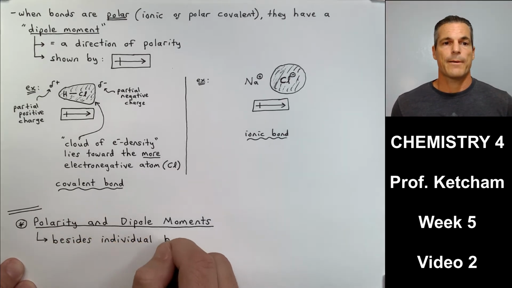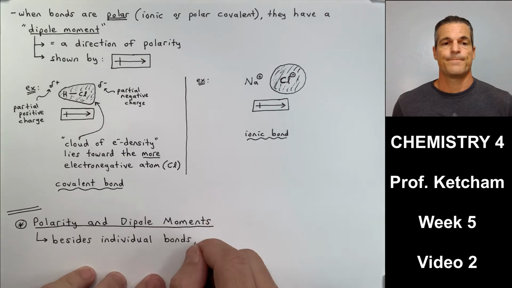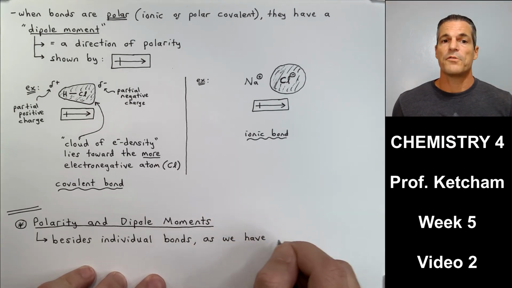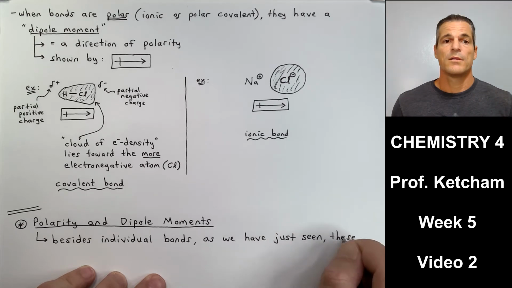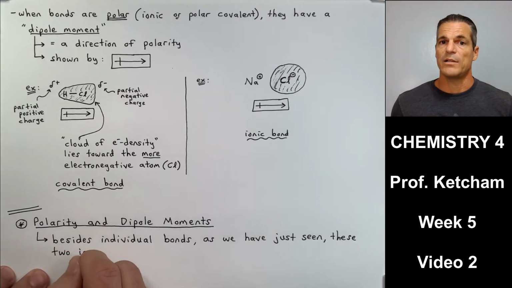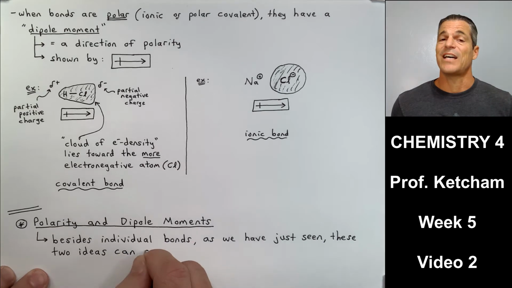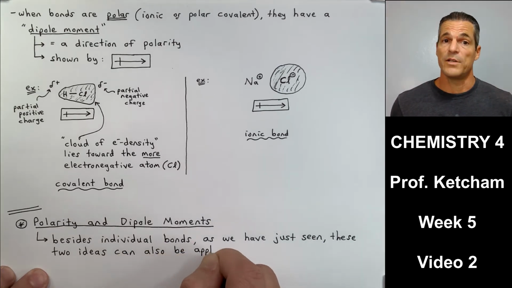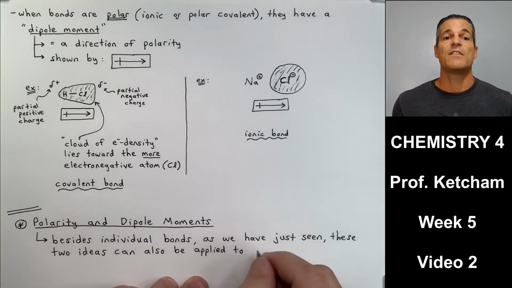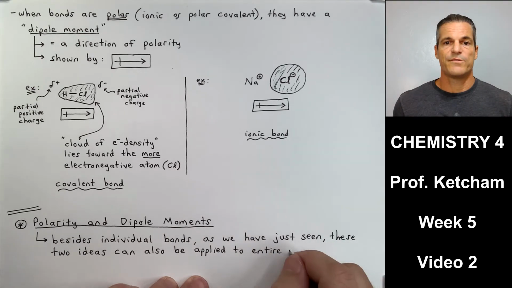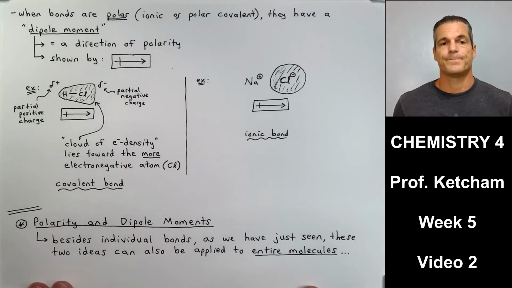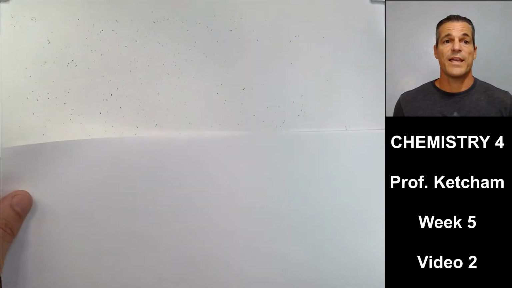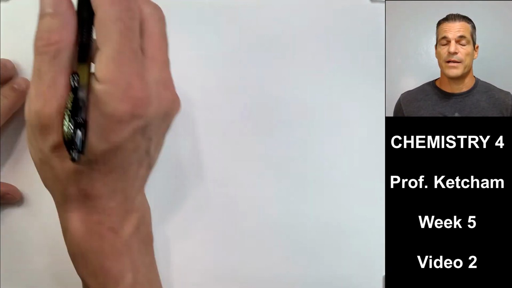All right, next topic, polarity and dipole moments. Both of those, the word polarity and the phrase dipole moments, are familiar. But now we're not talking about individual bonds. We're going to talk about the entire molecule or the entire formula unit. So besides individual bonds, as we've just seen, these two ideas can also be applied to entire molecules, or in the case of ionic compounds.